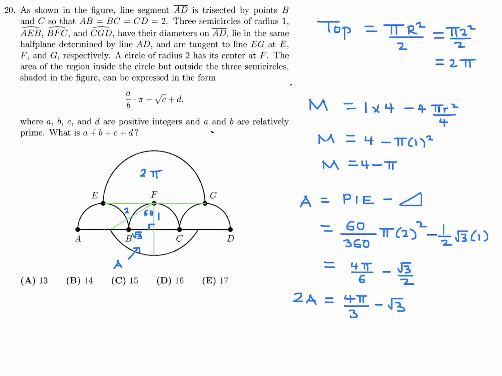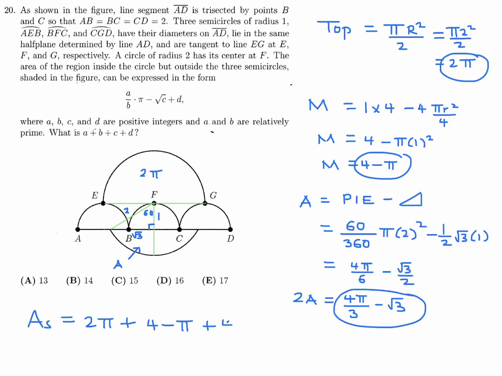Okay, so now we're done. We can now figure out the total area of the shaded region. That total area is going to be this 2 pi plus this 4 minus pi and this 4 pi over 3 minus root 3, like that.